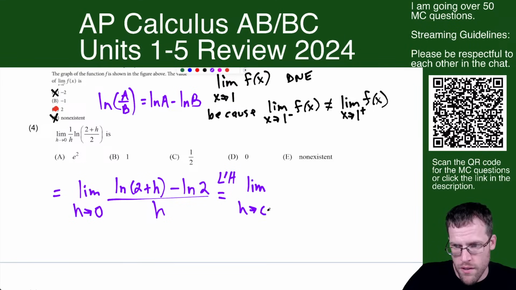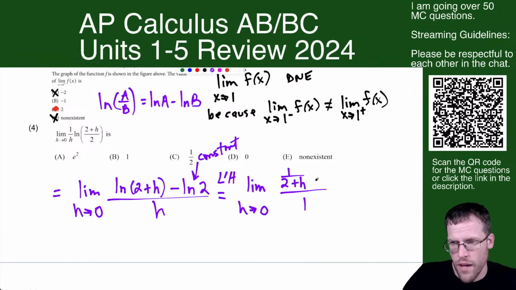I'm going to get a 1 in the denominator, and the derivative of ln of 2 plus h is just 1 over 2 plus h. Don't say minus a half. This is constant. Okay, this is constant, so the derivative of that is 0. And then you plug in 0, and you get 1 over 2 plus 0 is 1 over 2.